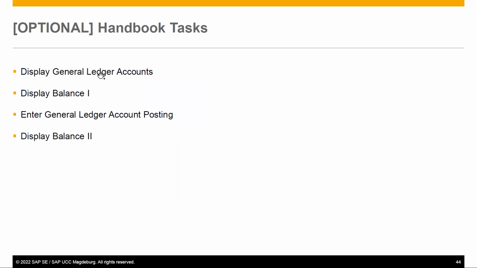Then we'll do some general ledger accounting. We'll display some balances, we'll do some posting, and we'll display the posting as well. There you go. So this is what we have for the lecture. Any questions here, guys, before I move on to the next topic?